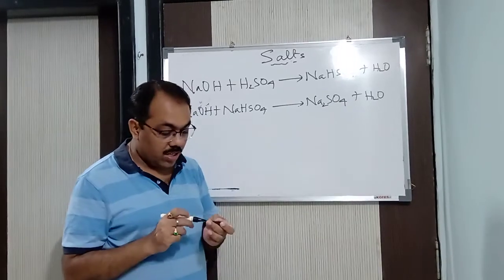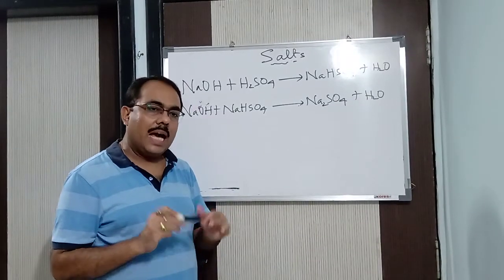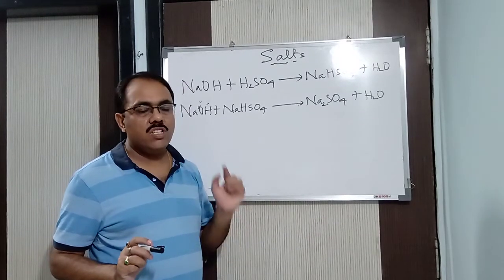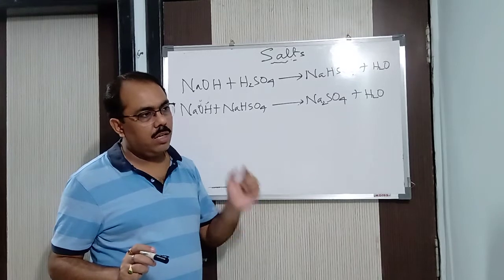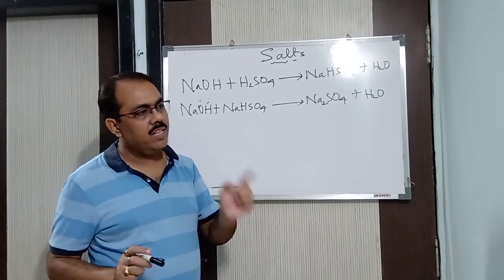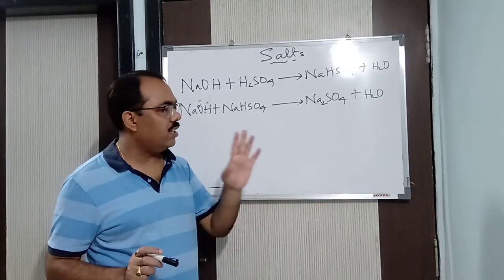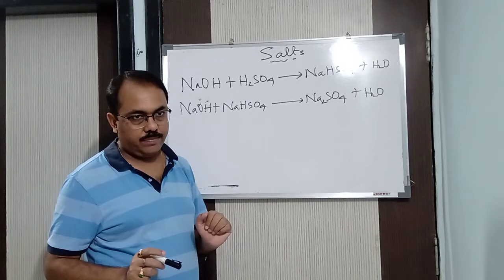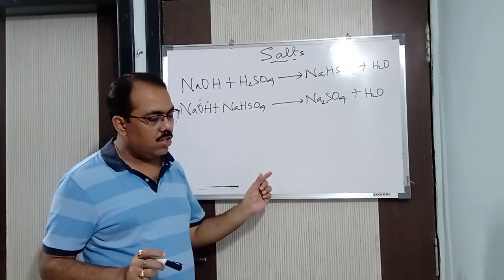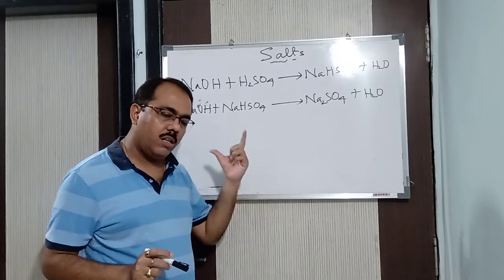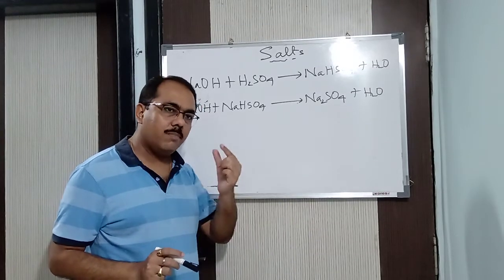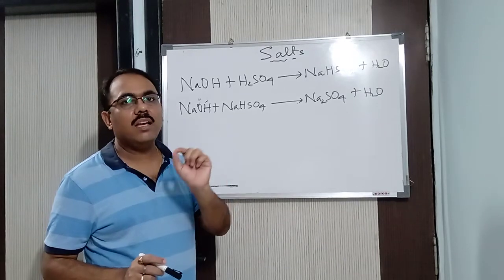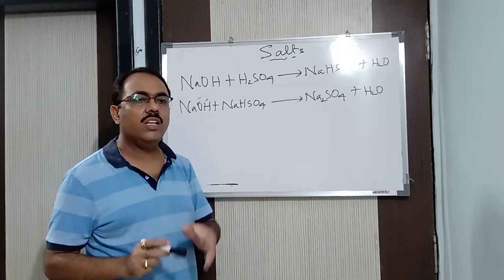So what is an acid salt? Listen very carefully, you may write it down also. An acid salt is a salt which is formed by the partial replacement of a replaceable hydrogen ion of a dibasic or a tribasic acid, because a monobasic acid will always give you a normal salt.